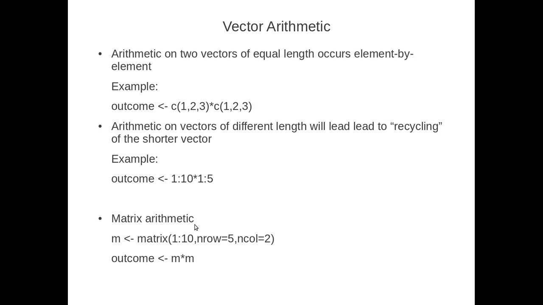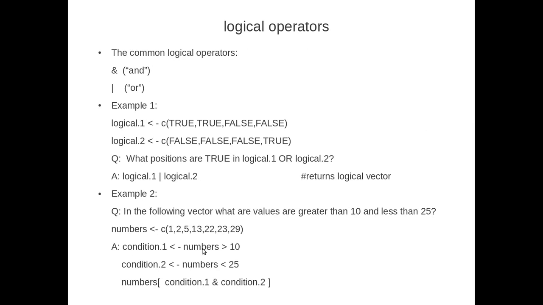And now another thing I want you to be aware of is that, again, remember that matrices are really just two-dimensional vectors, and so as you might expect, the behavior of multiplication here is quite similar to the behavior of multiplying two vectors together, and I'll let you play around with this example.